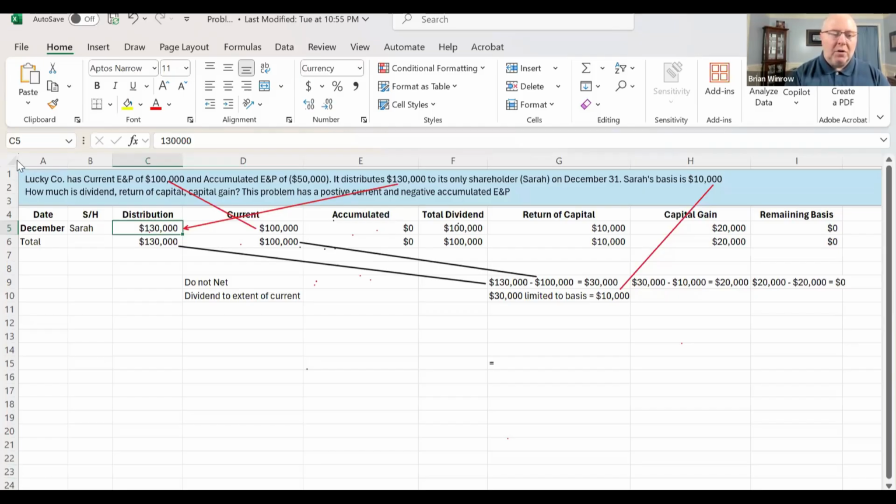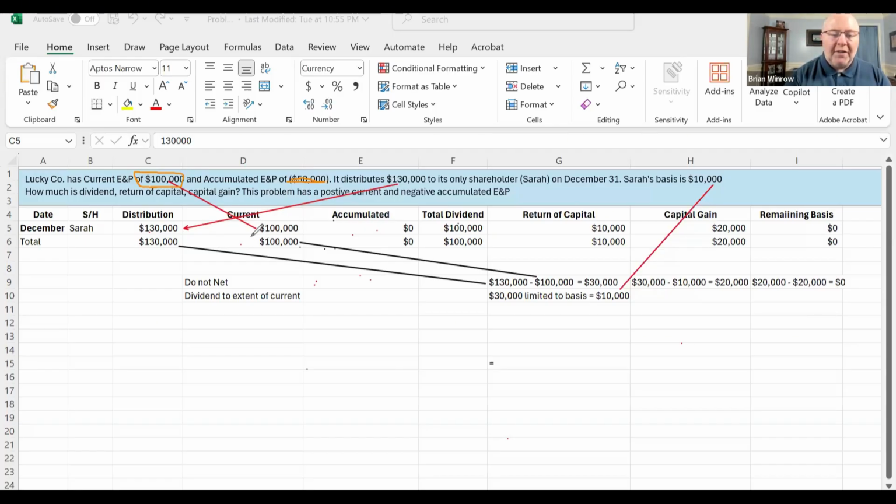So in this situation, we don't have to worry about that. So what we can do is we can come through here and get rid of the $50,000, right? Because we're not worried about it. It doesn't change our accumulated at the end. So anyway, let's look at this. We have our distribution of 130,000. We have current E&P of $100,000. So we have a potential of $100,000 worth of dividend, right? And that's exactly what we're going to get here.